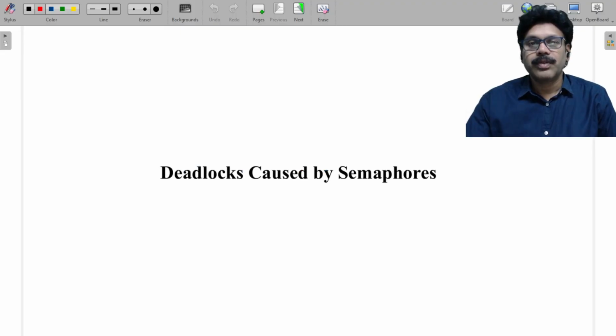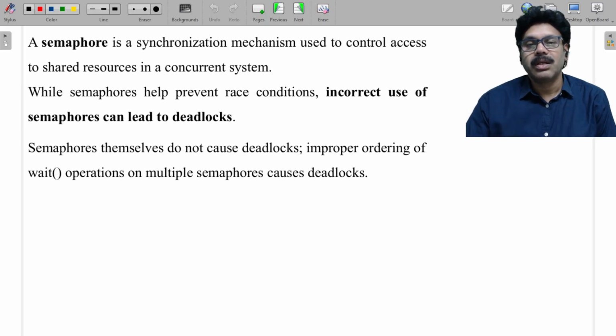This session, we will learn about deadlocks caused by semaphores. We all know semaphore is going to prevent race conditions. But apart from that, improper use of semaphores leads to deadlock. There are many advantages with the semaphore, but there is the problem of deadlocks. If you use semaphores well, there is no issue at all. But whenever there is improper use of semaphores, then there may be a chance of deadlock.